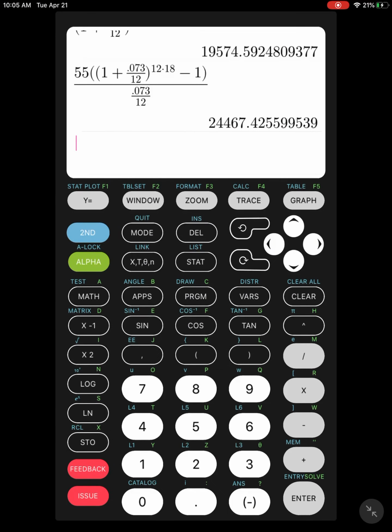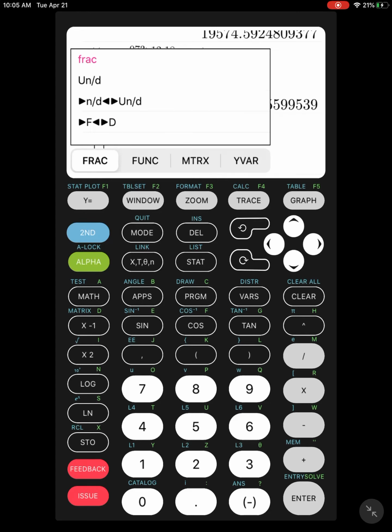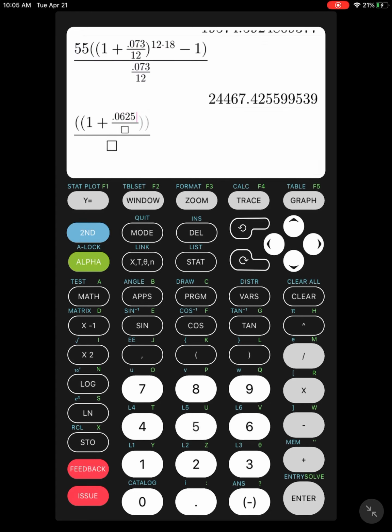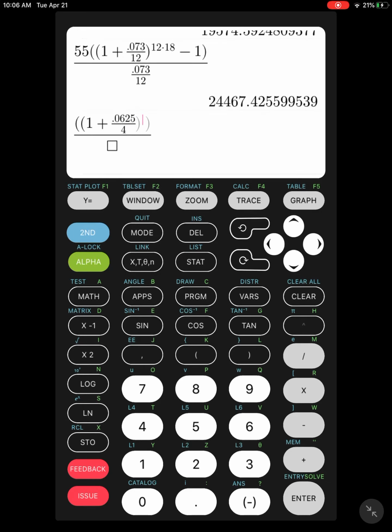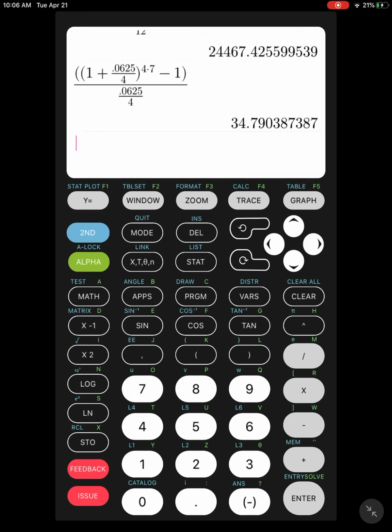I'll show you how I'm going to do that. I'm going to do my fraction. I have two sets of parentheses, and I go 1 plus a new fraction. Arrow out of that set of parentheses. Raised to the power of 4 times 7. Arrow out, minus 1. And then I have a new fraction in the bottom, 0.0625 over 4. So that's what was all times that P.